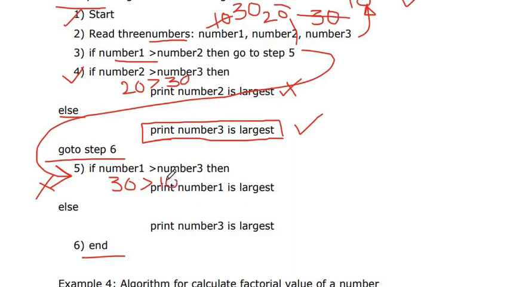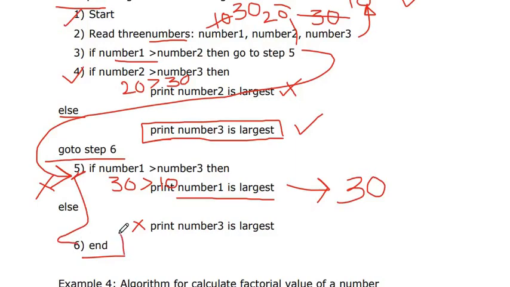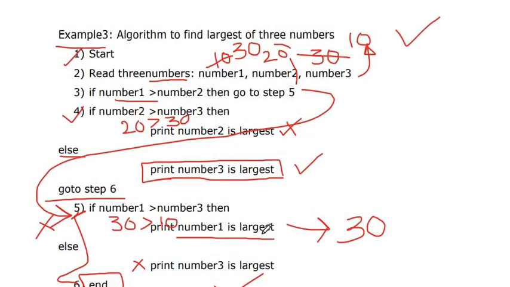If this condition is true, the statement under this condition will be executed. Print number 1 is largest. What is the number 1? 30. So here 30 is largest gets displayed or printed. Now else means this statement will not be executed. Then we must go to the next step. What is the next step after step 5? Step 6. So immediately execution control goes to the next step. The algorithm flow will be stopped. This is the operation to be performed if the numbers are in the descending order.